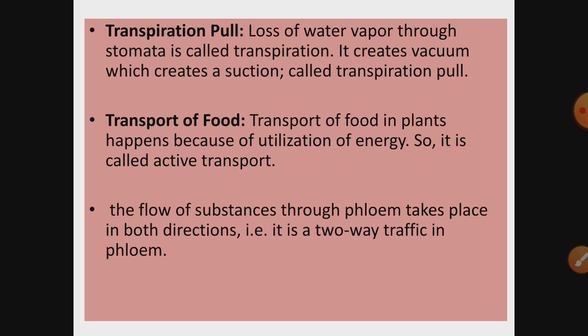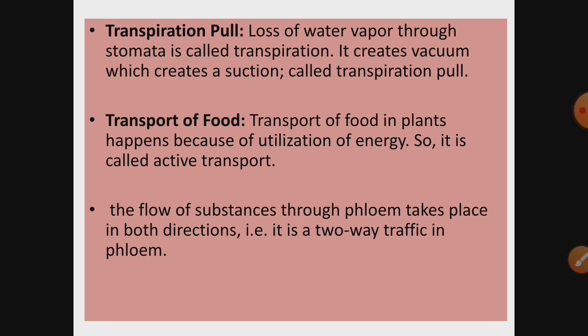Transpiration pull is the most acceptable theory, and in tall plants, because of transpiration pull, the water moves and reaches to the heights. Transpiration is the loss of water in the form of water vapor through stomata. It creates a vacuum which creates a suction called transpiration pull.